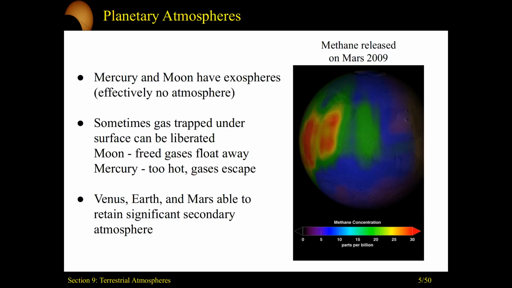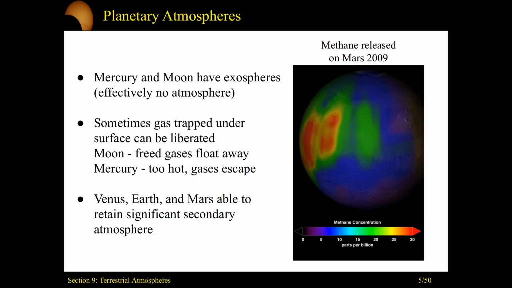Sometimes there's gases trapped underneath, going back to the examples of Mercury and the Moon. Sometimes you'll talk about gases that are trapped underneath the layers of the surface. And that can be liberated, that can come forth and reach the surface. But neither one will be able to retain those gases that are trapped underneath the surface.